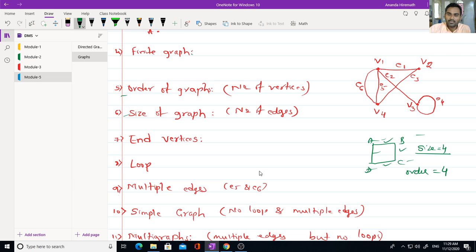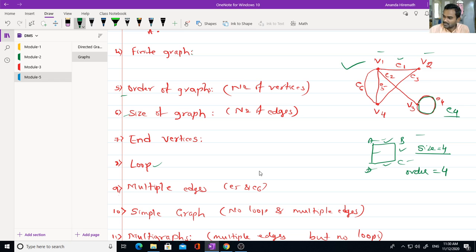Remember, the number of vertices is nothing but the order of a graph and the number of edges is nothing but the size of a graph. Then we have end vertices. Now if you consider this graph, every edge has its end vertices. Say for example, in this case E1 has two end vertices, V1 and V2. So an edge joining two vertices gives the end vertices. Okay. Now a loop is, in this case, this one. This edge is starting from V3 and it ends at V3 itself. I am talking about E4. So E4 here is a loop.